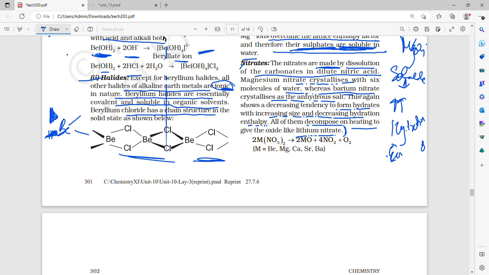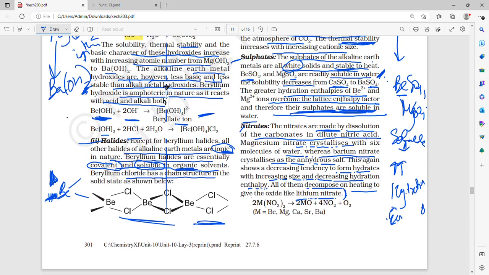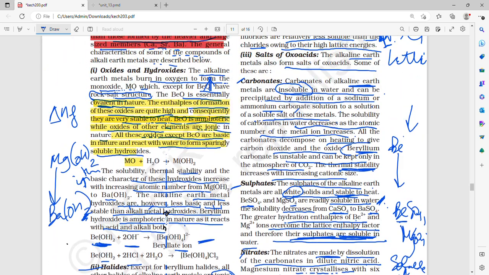Halides. Except for beryllium halide, all other halides of alkaline earth metals are ionic in nature. Beryllium halides are covalent in nature and they are soluble in organic solvents. Beryllium chloride has a chain structure in the solid state as shown below.